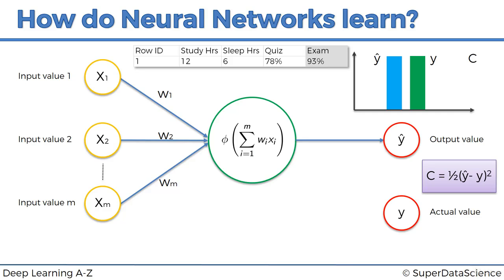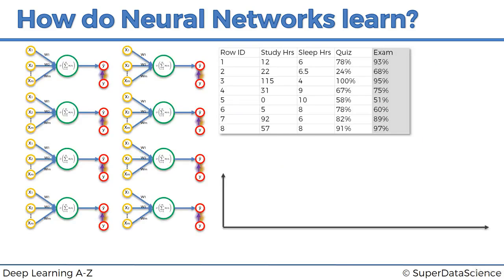Let's see what happens when you have multiple rows. So here's the full data set. We have 8 rows of how many hours you slept, or maybe these are different students taking the same exam, how many hours they studied, how many hours they slept before the exam, what they get on the quiz, and their final result on the test.